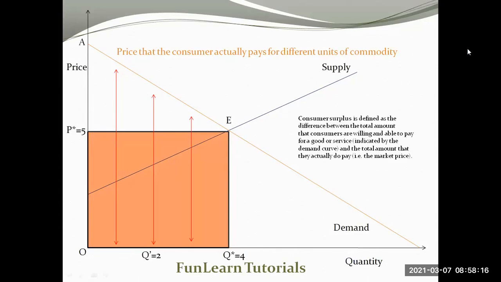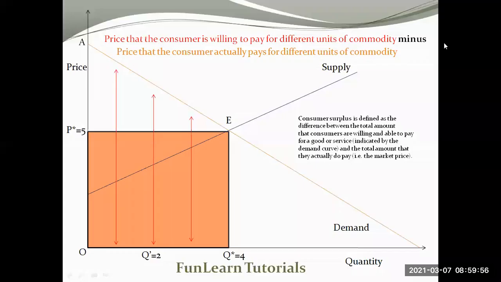So now, what is the conclusion of this? If you look at the diagram now, O, A, E, Q star is the total amount that the consumer was willing to pay, and O, P star, E, Q star is the amount that it actually ends up paying. Now, what is the conclusion of this diagram? Essentially, we need to find out a particular amount which will signify the amount by which a consumer is better off. So we have the price that the consumer is willing to pay for different units of commodity minus the price that the consumer actually pays for different units of commodity.